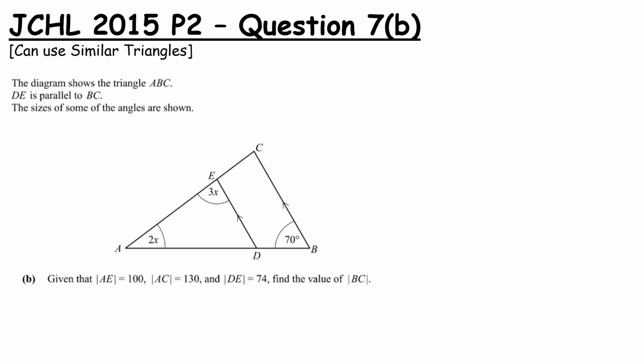So I've skipped part A, it's got to do with the angles. Our focus is on part B. We can see from the diagram that the side DE is parallel to the side BC. We're told that AE equals 100. AC, so that total length here, is 130. We have DE, which is 74. And then we're looking for the value of BC, which I'm just going to call X for convenience. I'm just going to take out our angles here because they're not relevant for the question that we're doing.